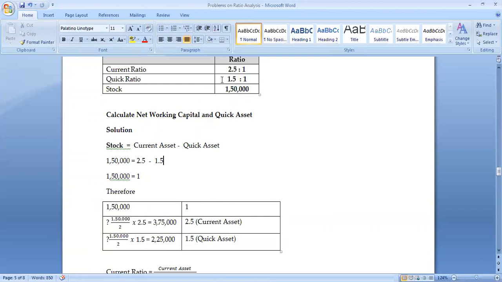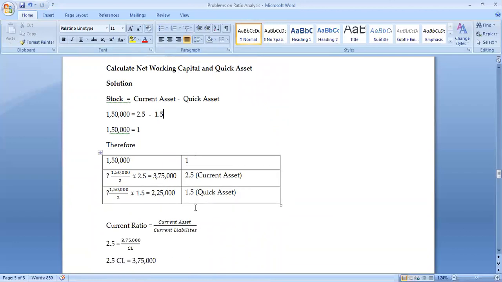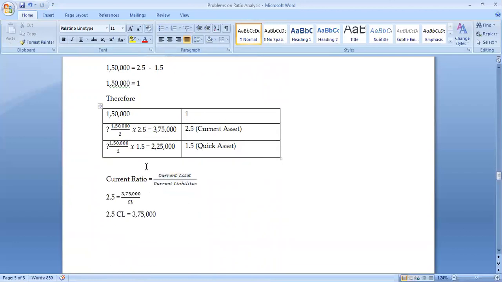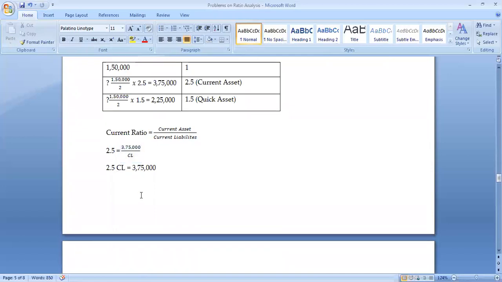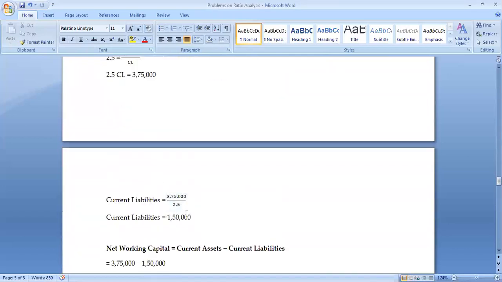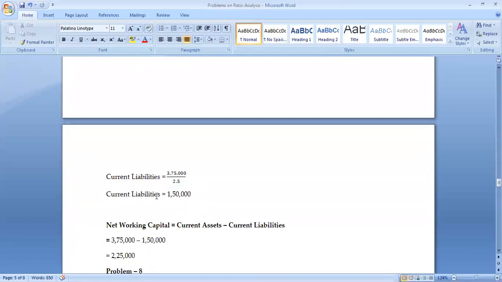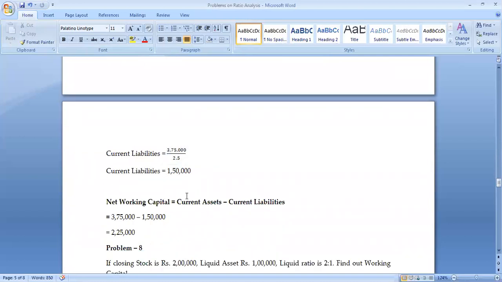Find out the quick assets by cross multiplying it. Apply the same thing to the current ratio. So for the current ratio, you know the current assets. So current assets is 3,75,000. You can easily find out the current liability. So 2.5 times current liability is equal to 3,75,000. So divided by that, you will get the current liability of 1,50,000.